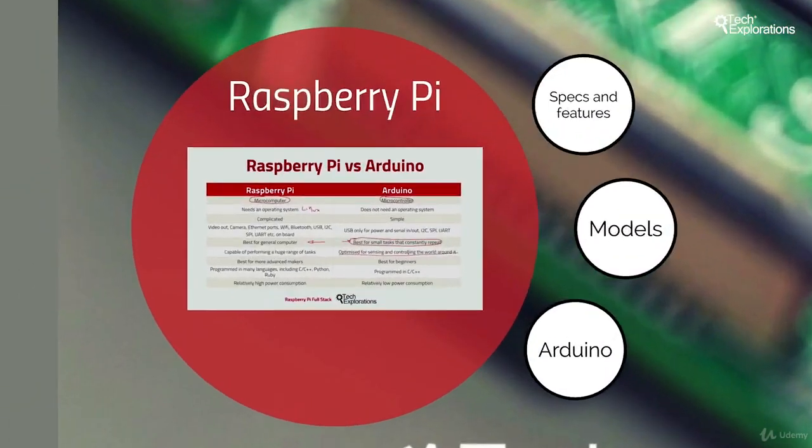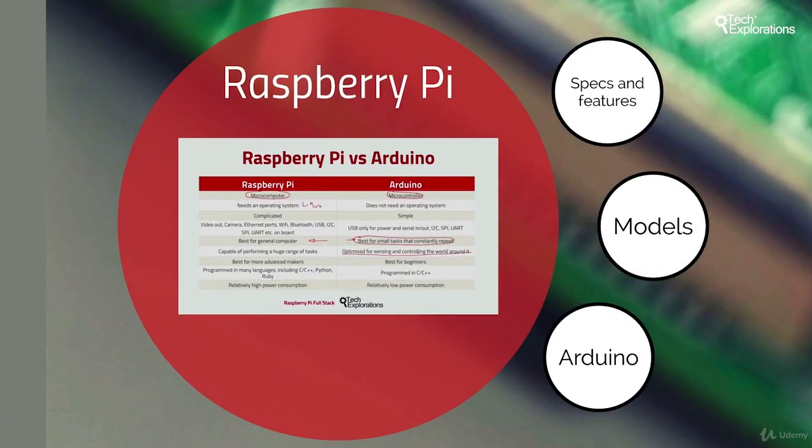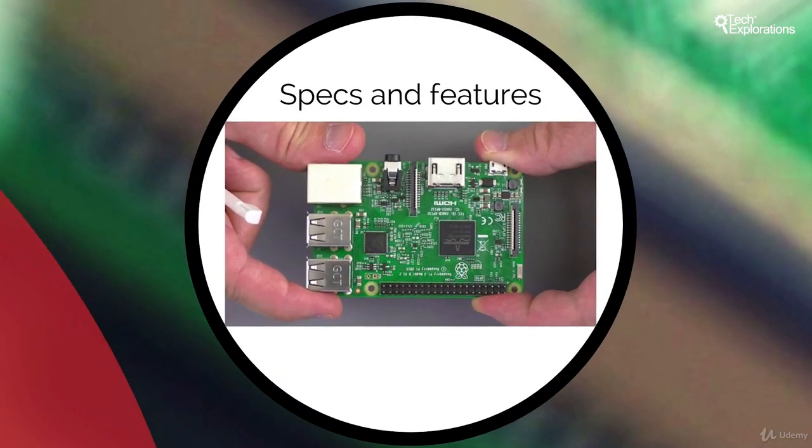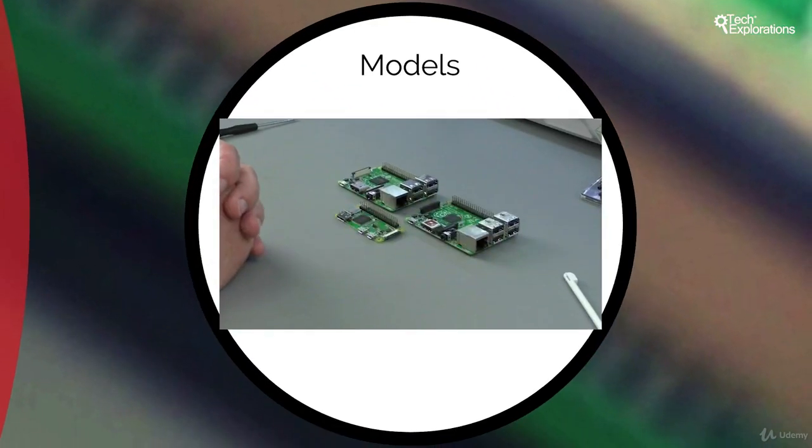So let's begin with the first section. We are going to have a close look at the Raspberry Pi. First, we'll look at the specifications and the features of the Raspberry Pi. I'm also going to compare various Raspberry Pi models together, and see what the differences and similarities are.